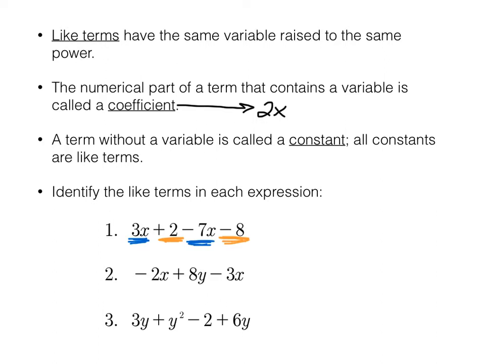On the next one, you have minus 2x or negative 2x and minus 3x. Those are like terms. But the plus 8y is not a like term. All right. Last one down here, 3y plus 6y, like terms. But y squared and minus 2y, not like terms, because y squared has an exponent on it. It's a completely different value from y. Think, if y was 2, y squared would be 4. So I definitely can't add those together.